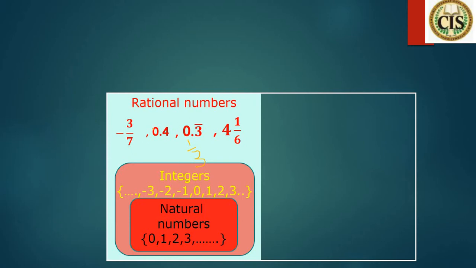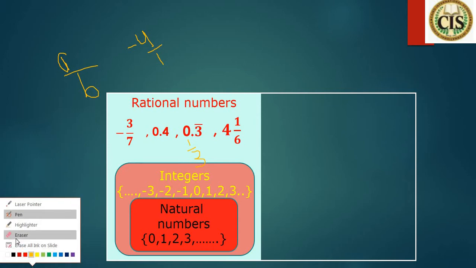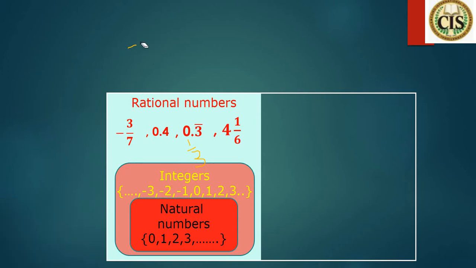-3/7 is a rational number. Any number we can put in the form a/b, where b doesn't equal 0, will be a rational number. Like -4 is rational. Why? Because we can put 1 under -4. So any number in the form a/b, with the denominator not equal to 0, will be a rational number.